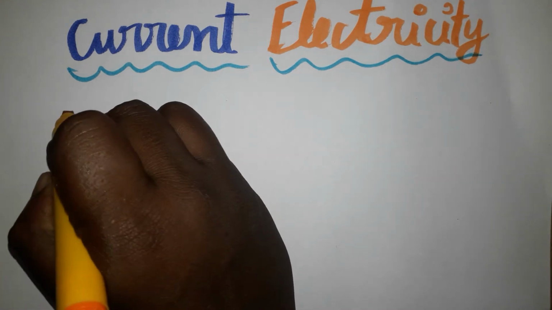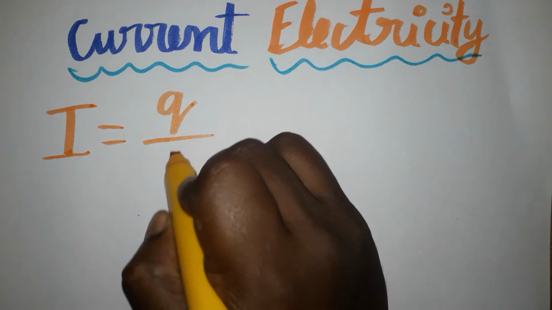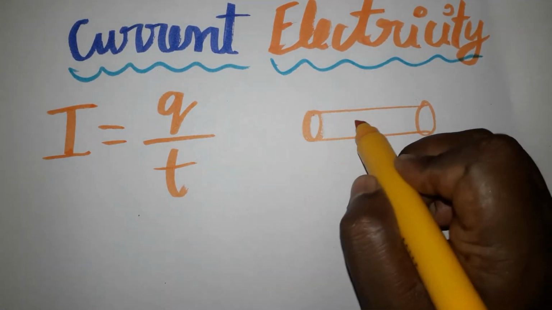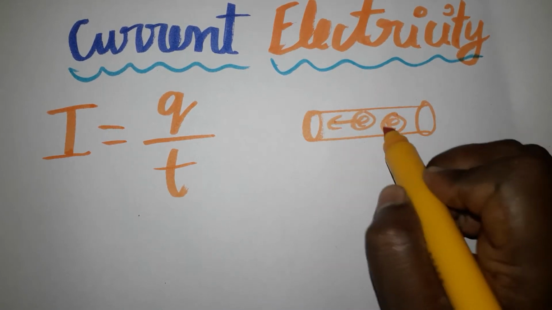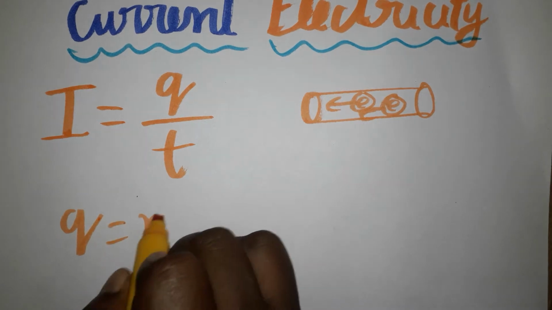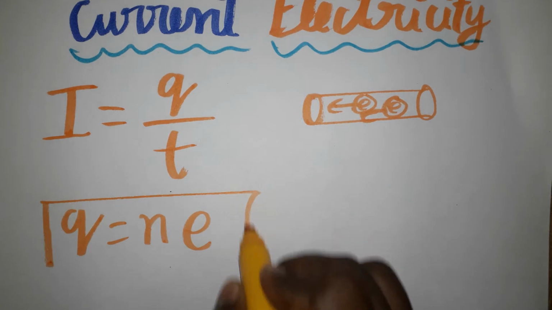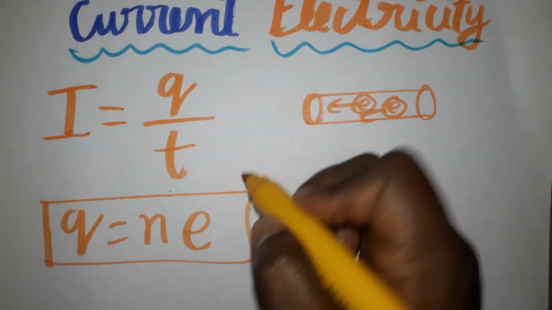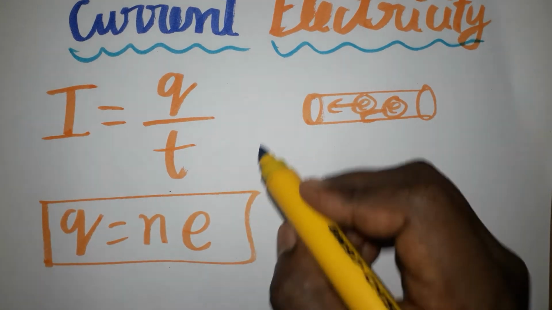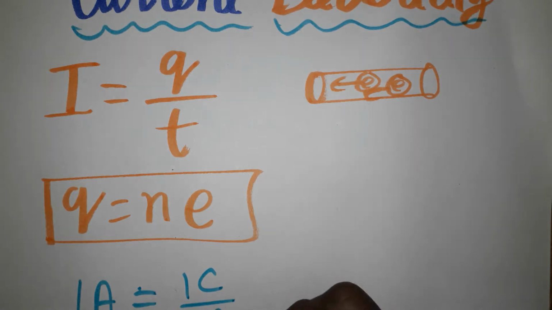The first formula, current. Current is equal to charge by time, the rate of flow of charge. So if in the conductor, the number of electrons flowing from one end to another end with respect to time, we can take it as a current. Q is n number of electrons. So I is current, Q is charge, T is time. Q is equal to NE, where N is the number of electrons and E is the charge of an electron. The unit of current is the ampere. So 1 ampere is equal to 1 coulomb per 1 second.